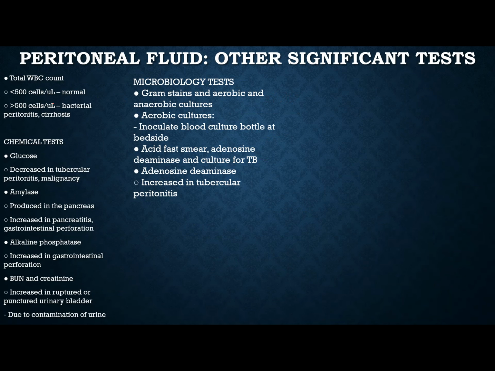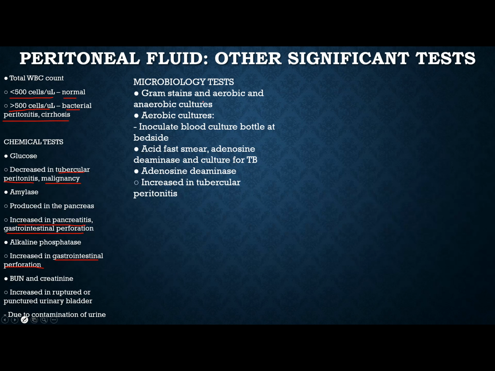Other significant tests, class. So total WBC, if less than 500 cells per uL, normal. Greater than 500 cells, bacterial peritonitis and even cirrhosis. So chemical tests, class, for glucose. Glucose would be decreased in tubercular peritonitis and malignancy. Amylase, produced in the pancreas, increases in pancreatitis and GI perforation. Alkaline phosphatase increases in gastrointestinal perforation. BUN and creatinine increase in ruptured or punctured urinary bladder due to contamination of urine.